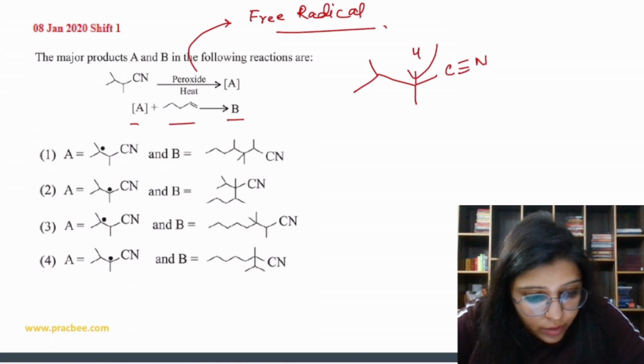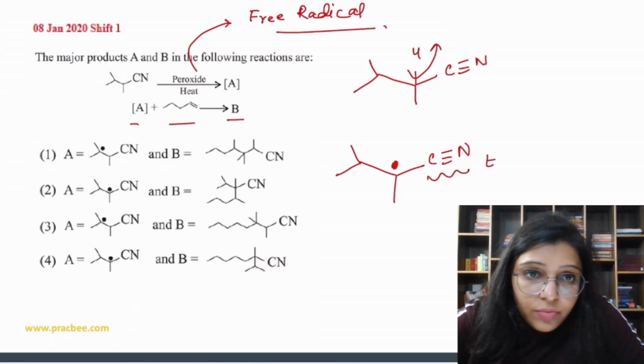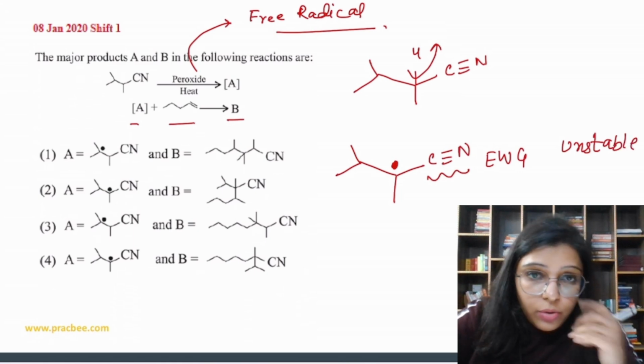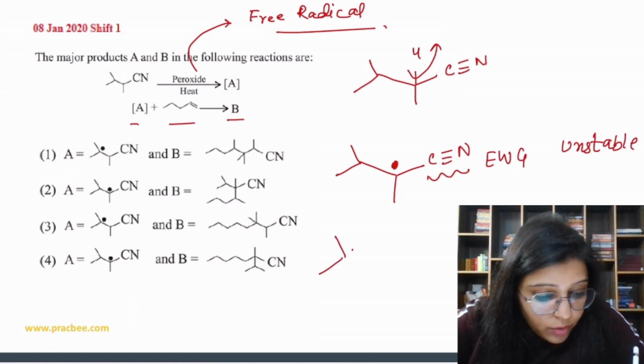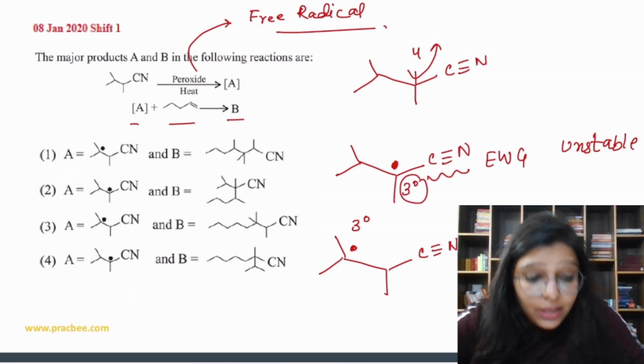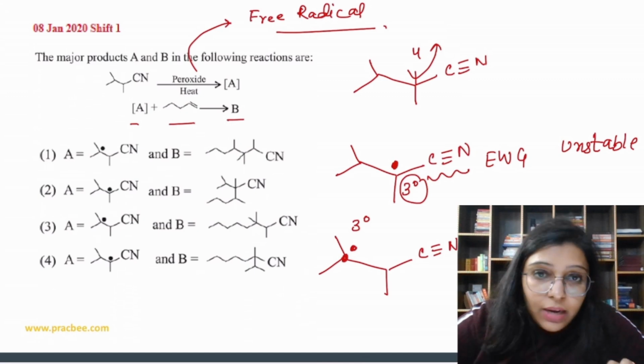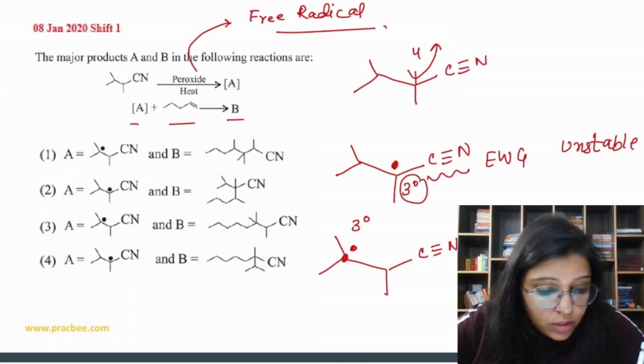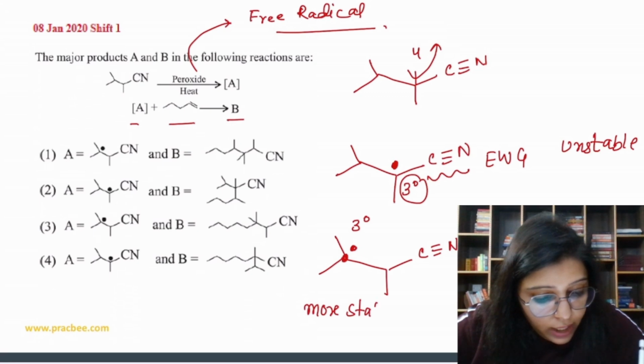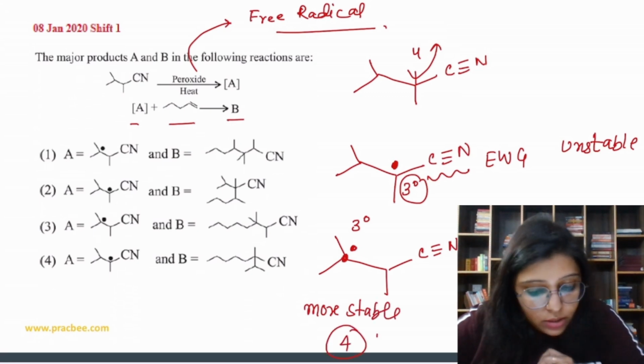Okay. If I remove hydrogen from here, we get a free radical over here, but this free radical, in the presence of an electron withdrawing group, is unstable, right? Unstable. So what we are going to do is form the free radical over here. Then we have a 3-degree free radical. This is also 3-degree, but it is with an electron withdrawing group. So on this carbon we will have the free radical. This is also 3-degree, which is more stable. So A is going to be this, A must be this.